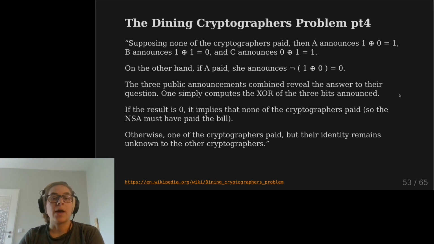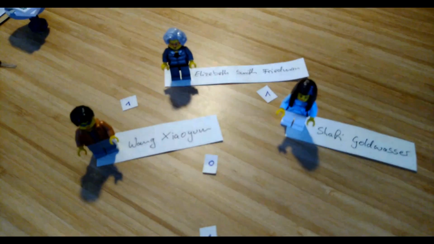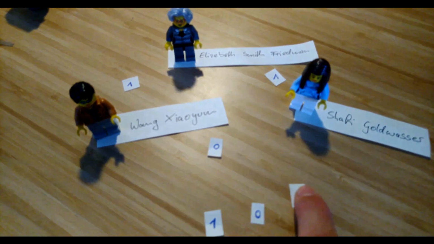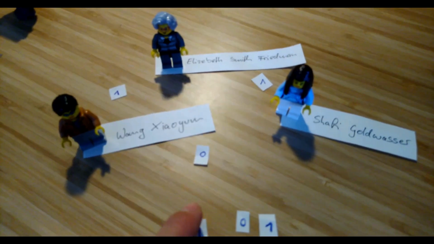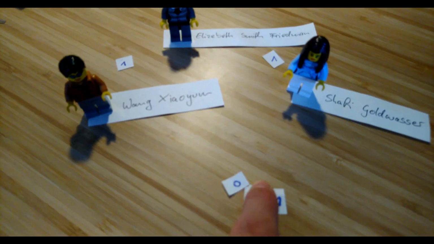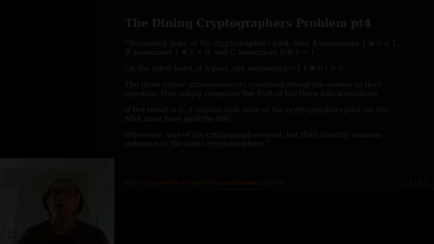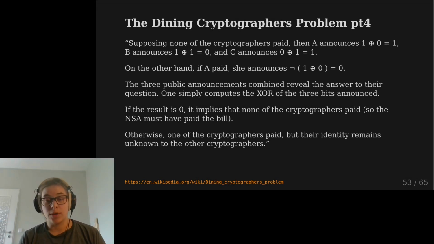Creepy. Otherwise, if one of the cryptographers paid, they know there was someone from the group, but the identity remains a secret. So I'm going to show you also a video of the second case. So let's say A paid. So usually A would announce 1, but since A paid, we will flip this to the other side. So instead of 1, A will announce 0 in this case. And then if we compute this, we have 0, 0, and 1, which equals 1, which means one of the group paid.